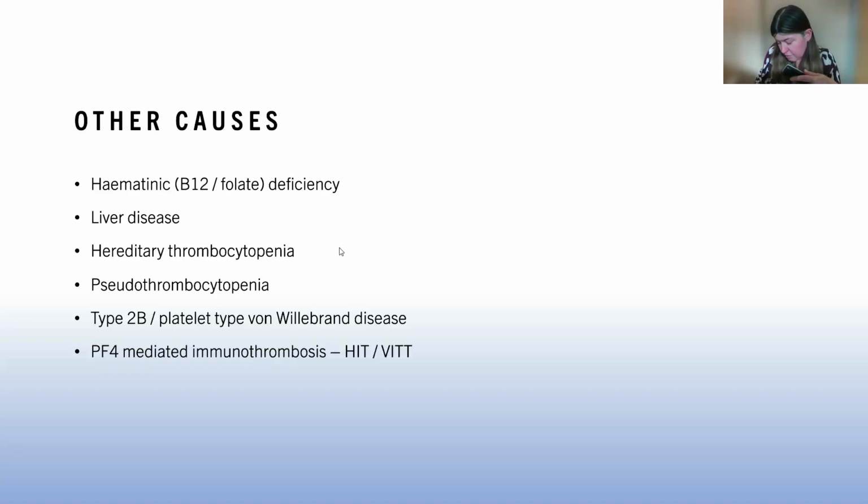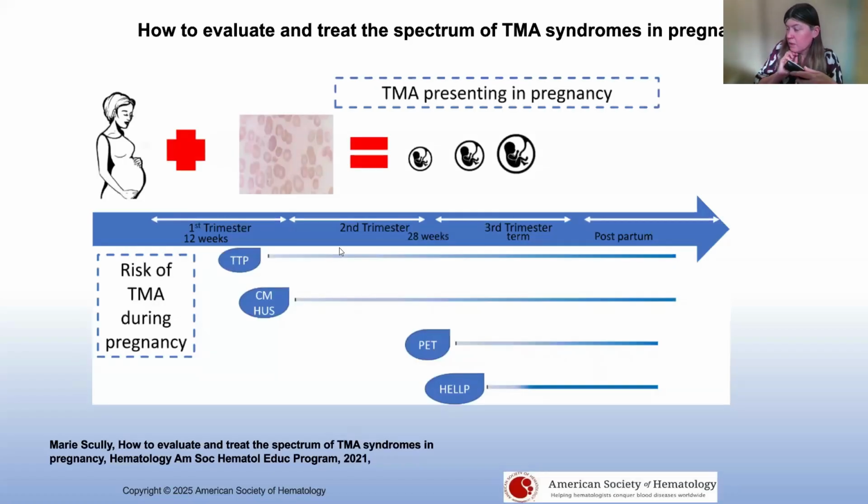Similarly with type 2B von Willebrand disease. And then finally, the thrombocytopenia might be because of autoimmunity to PF4, which gives you a HIT or a VIT-like picture. And malaria as well as a common cause of thrombocytopenia in relation to infection.